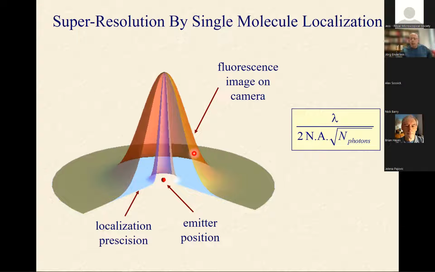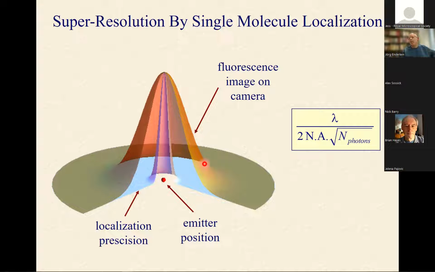However, if there is only a single molecule somewhere in one patch of your image, and you know there's nothing else around, then of course you can still fit the center position of this huge wide intensity distribution. You can fit the center position with an extremely high accuracy, much higher accuracy than the width of this distribution.